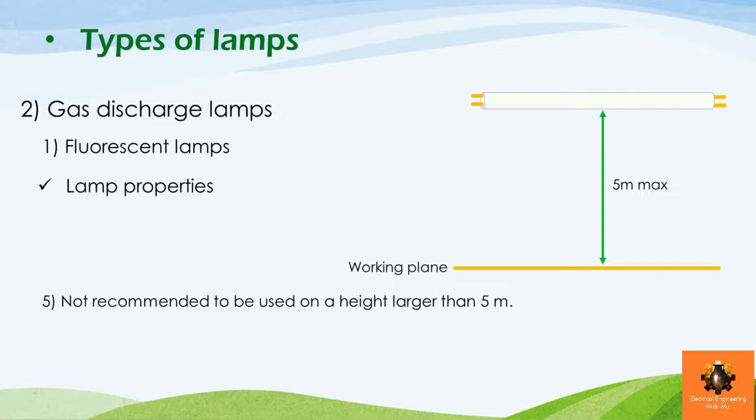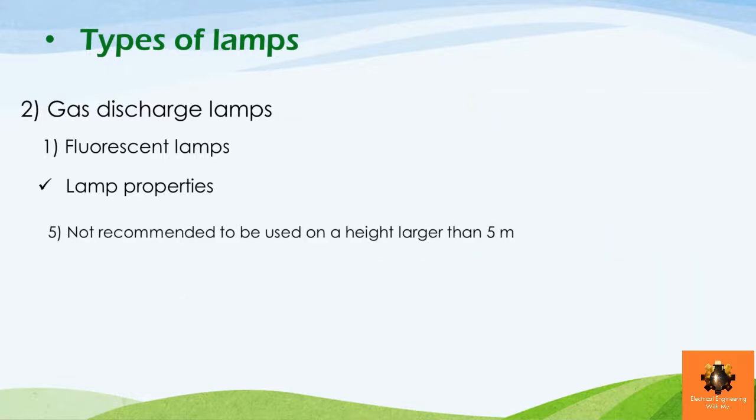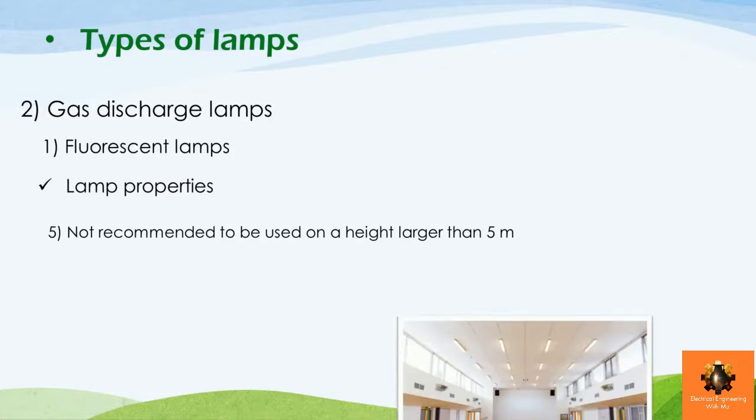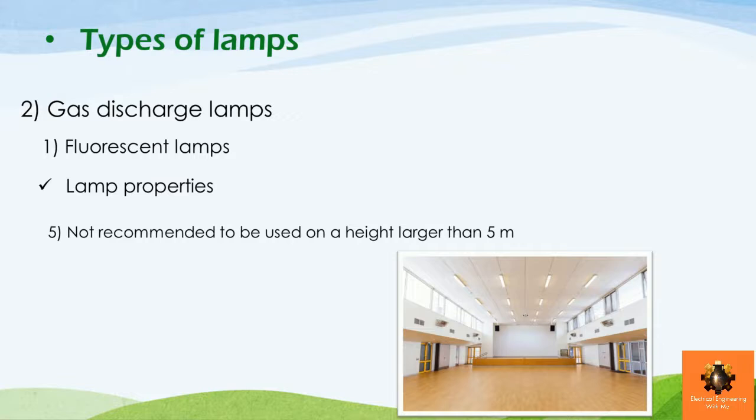But you can ask now, how can we use the fluorescent lamp if the height of the place we are working on is higher than 5 meters? So if the ceiling of the room is at a height that may be 10 meters or 15 meters, like in malls or big areas, how can we use the fluorescent lamps in those applications, knowing that fluorescent lamps are not recommended to be installed at a height larger than 5 meters?